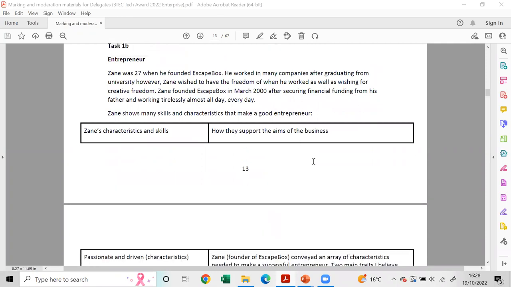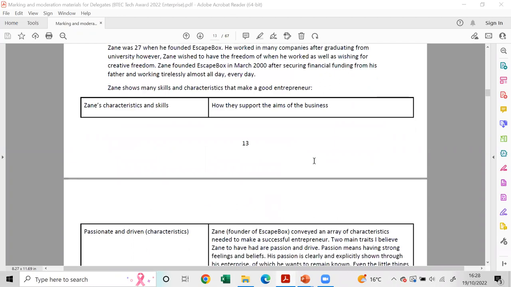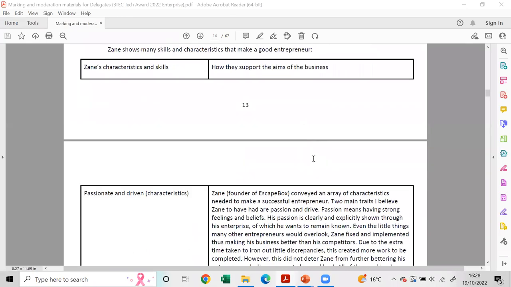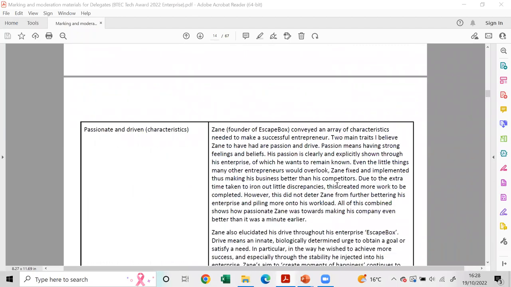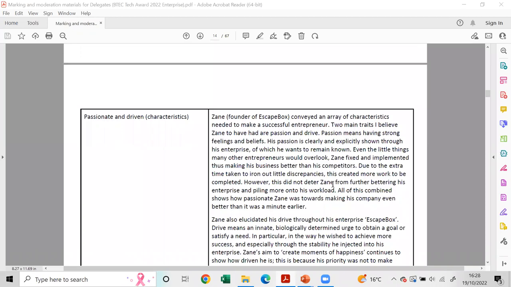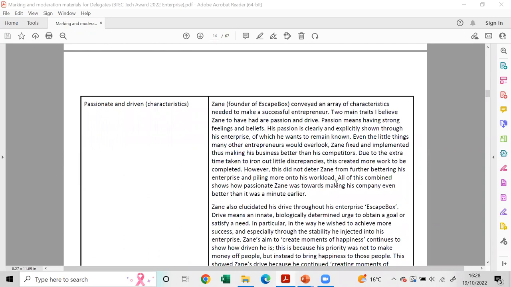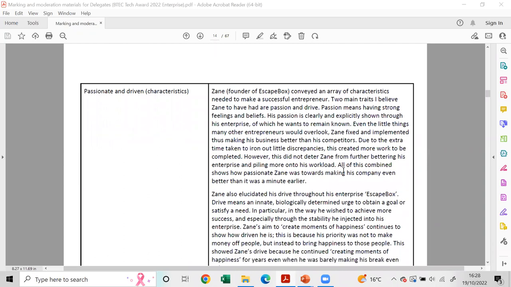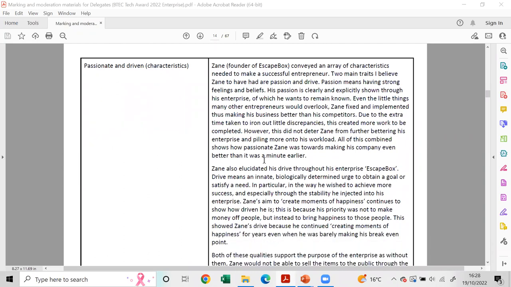Okay. If you look at the second task where that again talks about the entrepreneur, they've done this, like I said, in a table. But if you look in this table where they've looked at the characteristics and skills such as passionate and driven, you know, they've actually explained each of those characteristics, because that's passionate and driven is characteristics. They've explained them. They've actually said how it supports their aims.